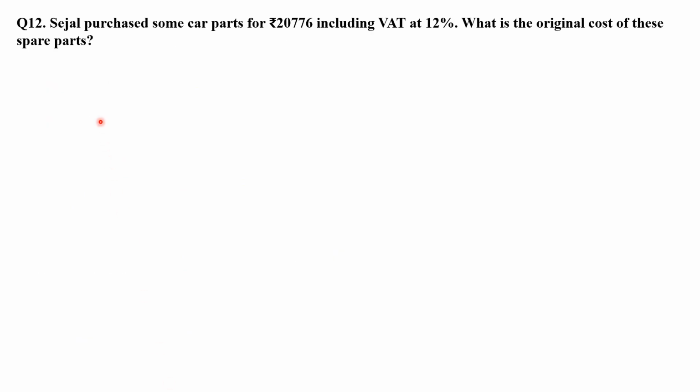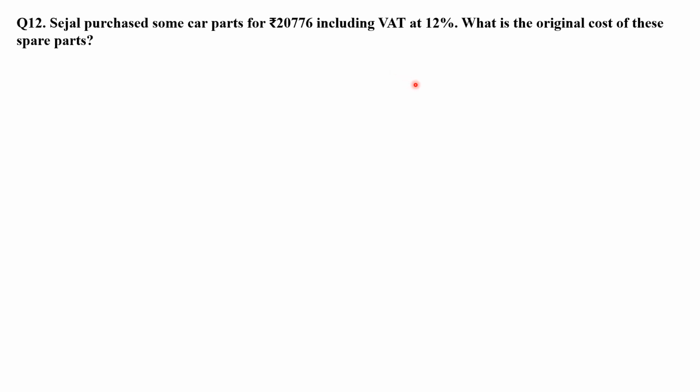Question number 12. Sejal purchased some car parts for 20,776 rupees including VAT at 12%. What is the original cost of these spare parts? Now see, you have to be very careful. It is given this amount is including VAT. Okay, this is not the original amount. This is the amount which you have to pay after adding the tax amount to the original cost of the item.